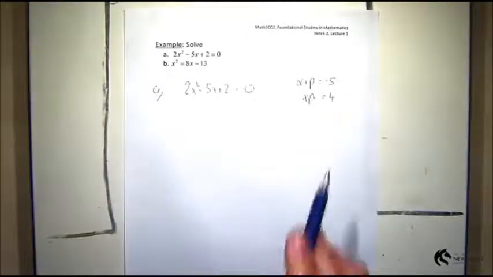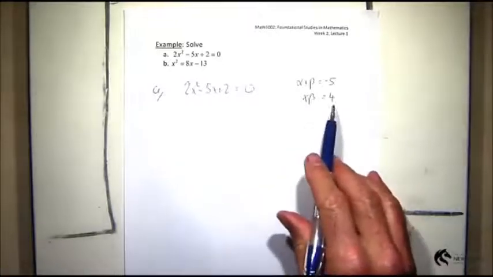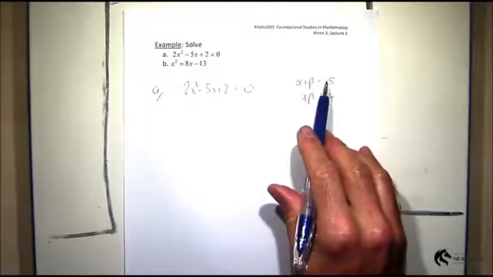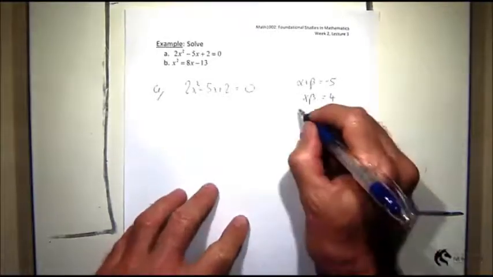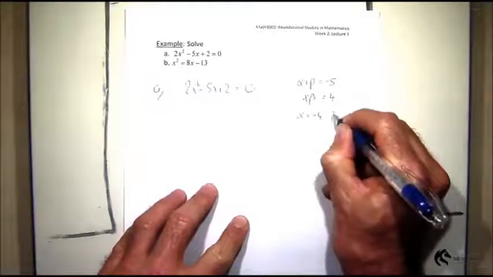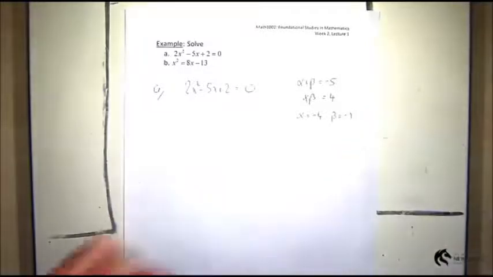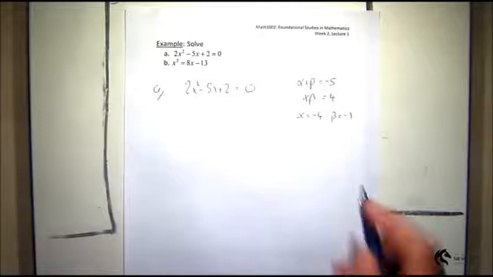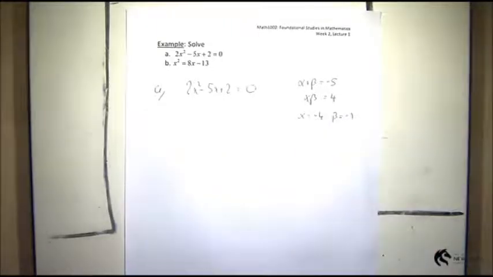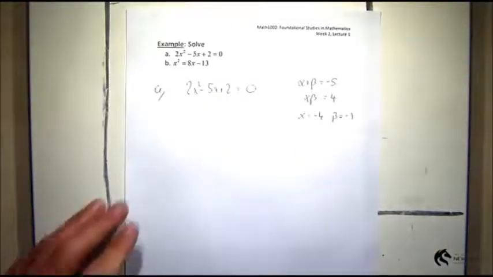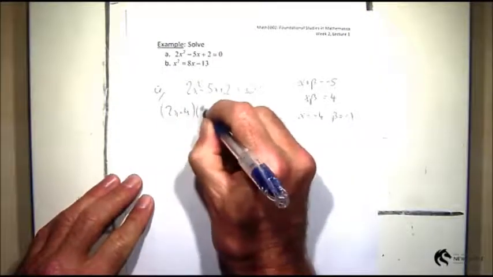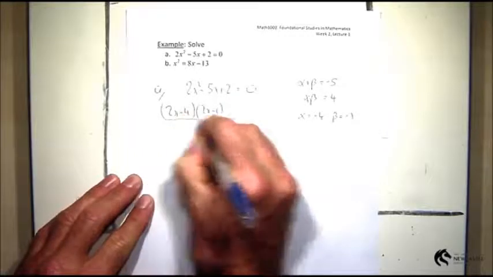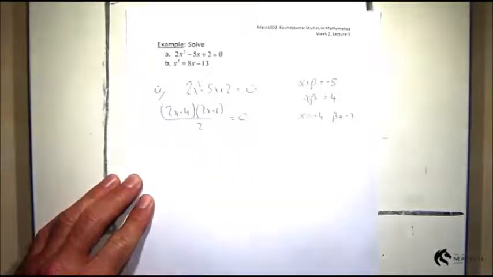The fact that alpha times beta is positive says alpha and beta are the same sign. Because alpha plus beta is negative, they're both going to be negative. And so to me, it seems pretty clear that alpha equal to minus 4 and beta equal to minus 1 is going to work. They multiply to 4, add to minus 5. And so my factorisation is 2x minus 4, 2x minus 1, all divided by 2 is equal to 0.